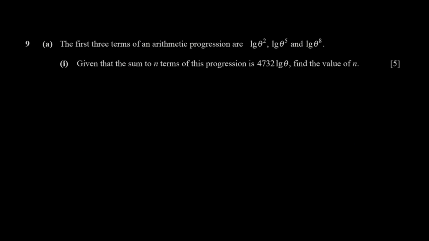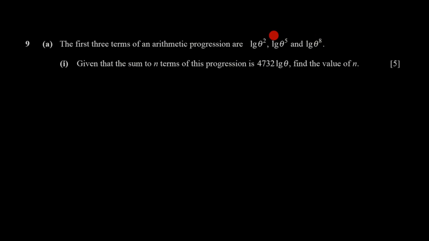Question 9. The first three terms of an arithmetic progression, it's arithmetic, are these things here. Given that the sum to n terms of this progression is 4732 log theta, find the value of n. All right. Now, what is an arithmetic progression? An arithmetic progression is where we are adding each time. If we're adding a common difference, like adding 3, adding 4, adding 5, that's an arithmetic progression. That is in contrast with a geometric progression where we are multiplying each time.